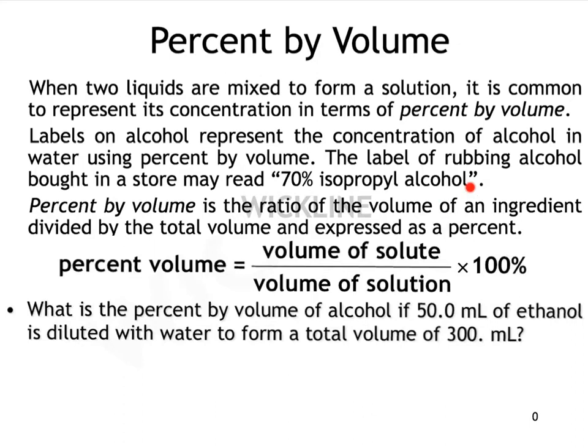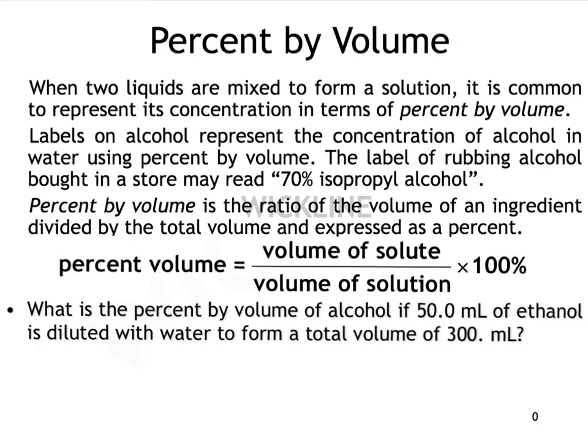Typically, this is volume over volume because it's liquids dissolved in liquids. Like, for instance, alcohol dissolved in water. You've probably seen 70% isopropyl alcohol in the store, 90%, 99% isopropyl alcohol are all available. But the percent is telling you the volume of the alcohol over the volume of the total solution times 100. So let me show you how to do this one.